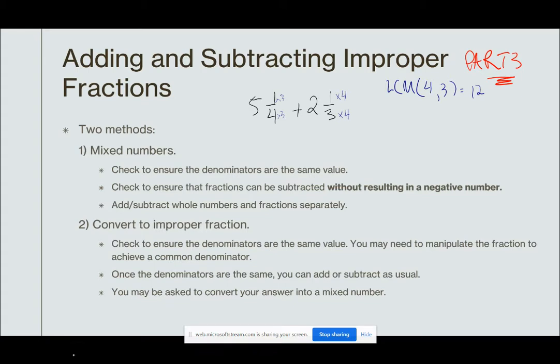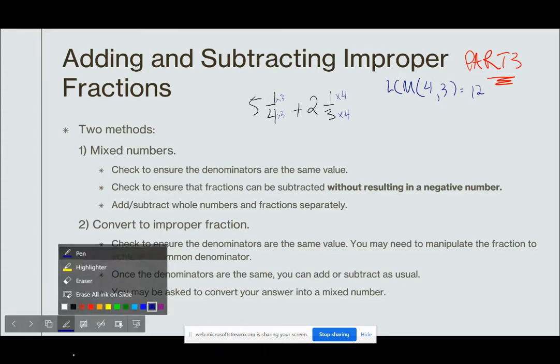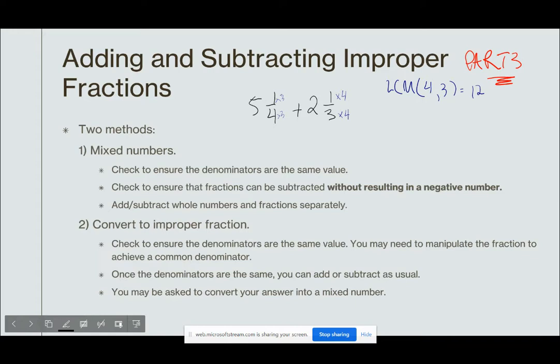And I'm just going to switch it around so that I'm able to add, because we cannot add unless our denominators have the same value. So in case that's a little bit confusing, I'm not doing anything to change how much is there. I'm just changing the way that it looks. So now I have 5 and 3/12 plus 2 and 4/12.